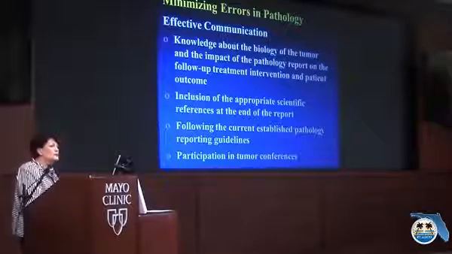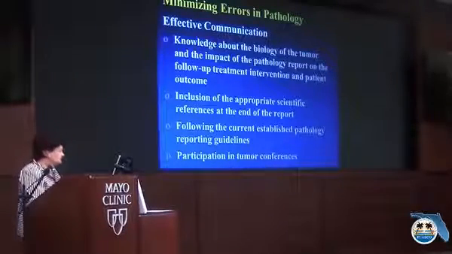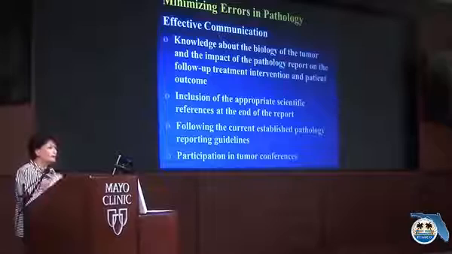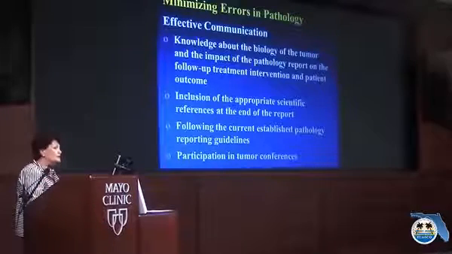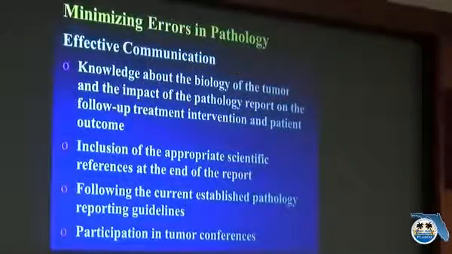The most important thing is effective communication. People need to talk to each other. That can be done through writing on a requisition form, through the computer, or through a phone conversation, but we need to have effective communication between pathologists and clinicians. Knowledge about the biology of the tumor and the impact of the pathology report on the follow-up treatment intervention and patient outcome require effective communication.